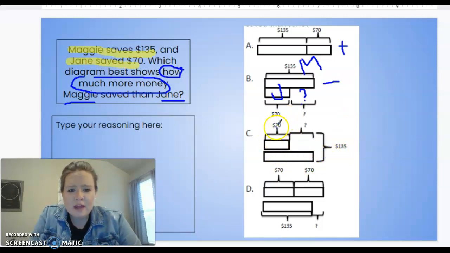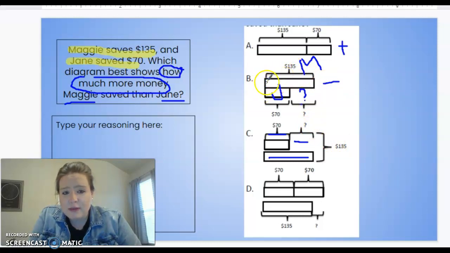Letter C. This is 70 plus something is equivalent to this amount, which all equals 135. So this little bracket right here is telling you that this whole strip diagram equals 135. This part plus this part and this part all equal 135. That is not a true statement. Okay, my total is 135.